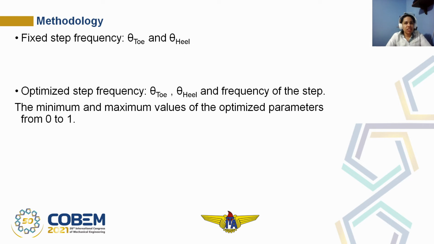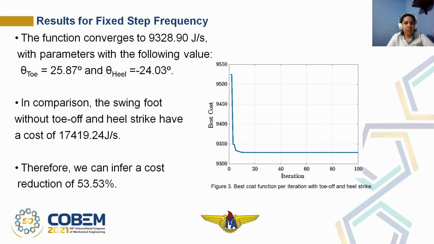Our methodology is divided in two approaches. In the first approach, we fixed the step frequency. Therefore, we only have two optimized parameters given by CMA-ES, in this case θ2 and θ heel. In the second approach, we optimized the step frequency. We have three optimized parameters: θ2, θ heel, and the frequency of the step. Due to the scale difference, we normalized the optimization parameters with their minimum and maximum values from 0 to 1.